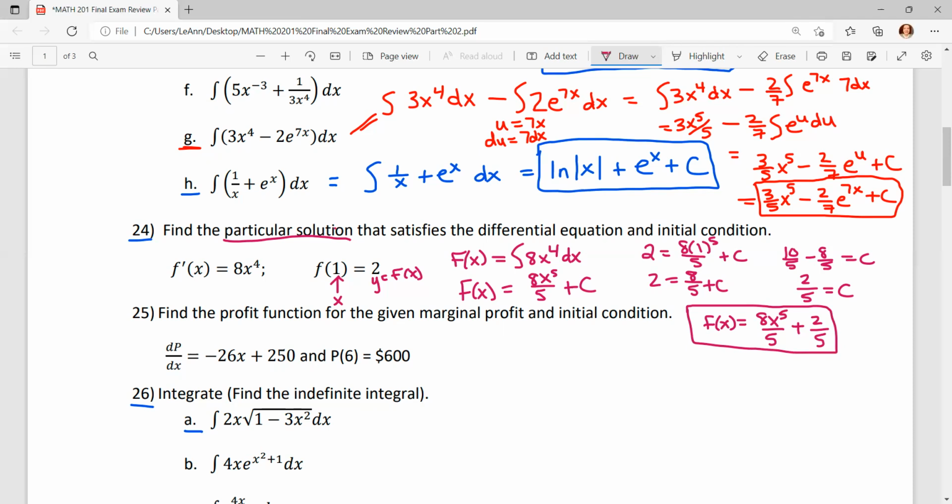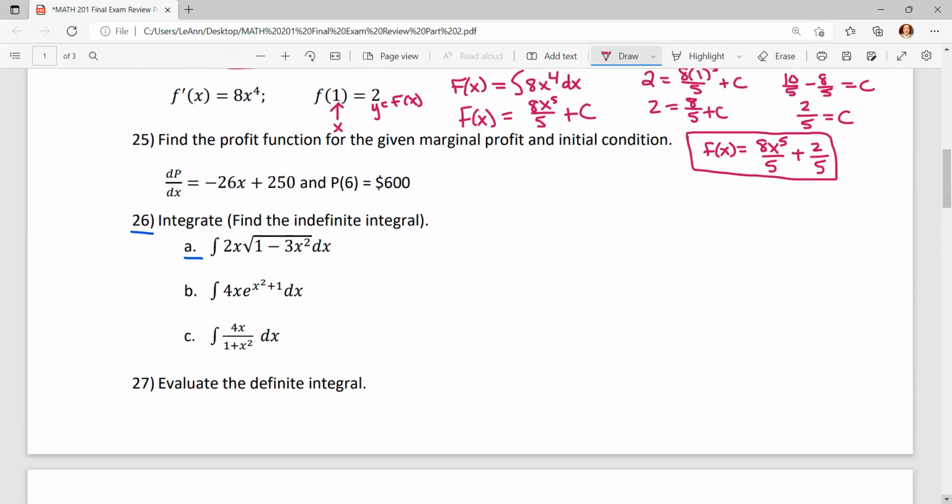All right, let's look at 26. I was asked to do part A. This one is the classic, these all here are also going to be classic u substitutions.